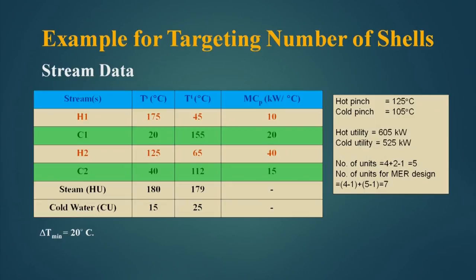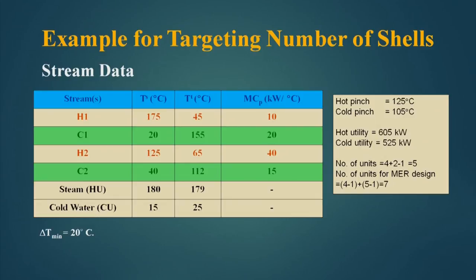If I find out the total number of units defying the pinch division, then it is four streams, hot and cold streams, plus two utility streams minus one, which is five. So, if I ignore the pinch division, then five units can do the heat exchange. That means the heat exchanger network will require only five heat exchangers.